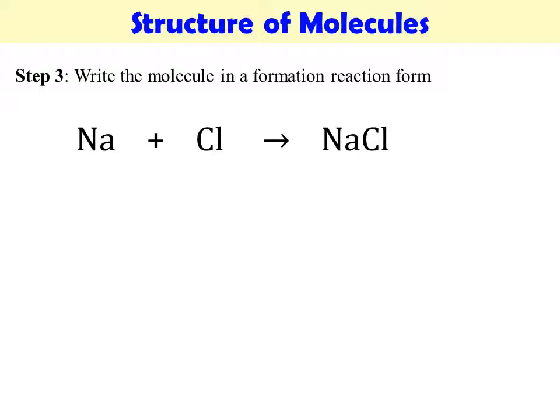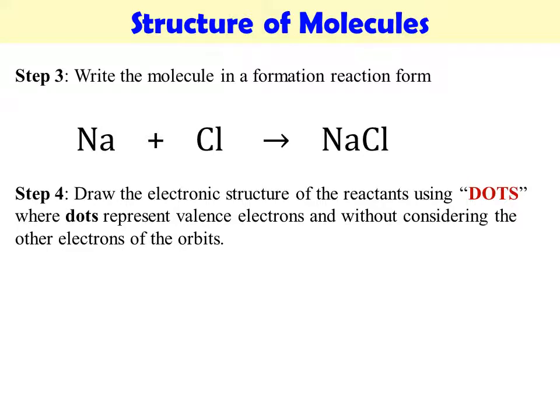Now coming to step 4. Draw the electronic structure of the reactants using dots, where dots represent valence electrons and without considering the other electrons of the orbits. I mentioned this one, that's the electrons represented by dots and only the valence electrons, of course, and we won't consider the other electrons which are present in the molecule. We will not consider the other electrons present in the other orbits. Only the valence electrons present in the valence shell.